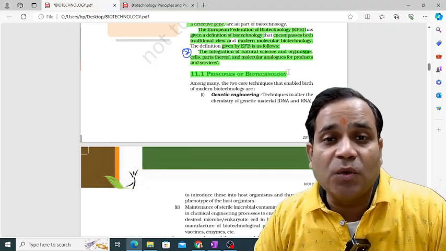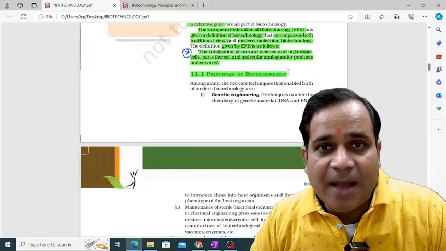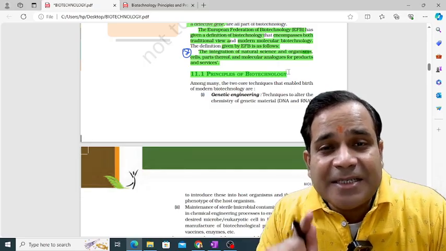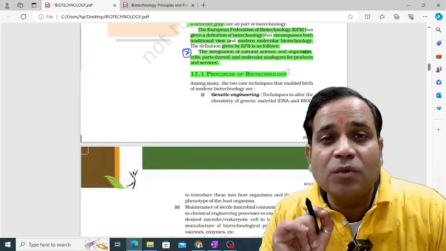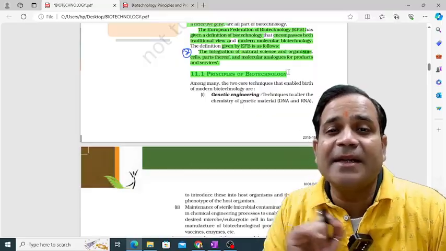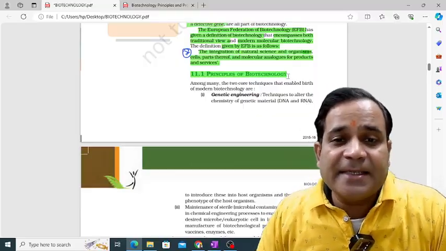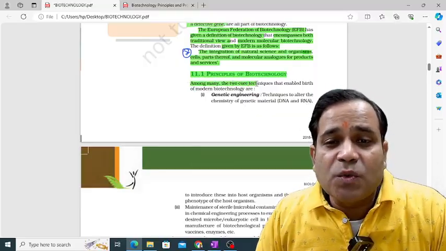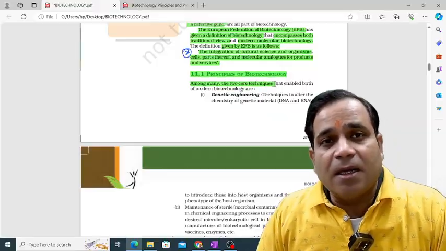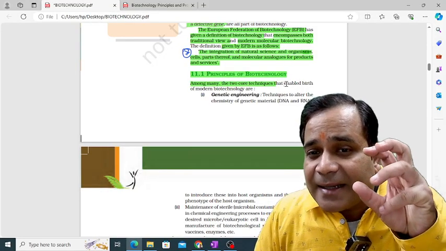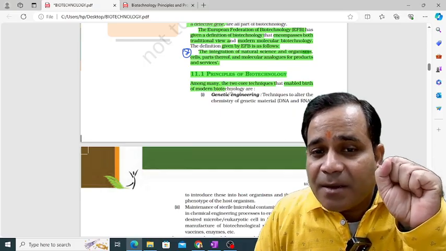That is your goal, to crack the NEET. Am I right? If you want to crack the NEET, my dear, then you have to go through NCERT line by line, word to word. Let's see, among many, two core techniques that enable the birth of modern biotechnology.